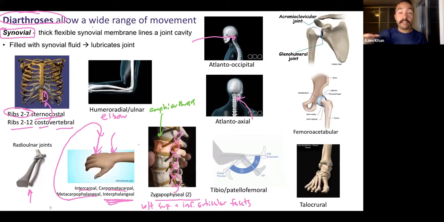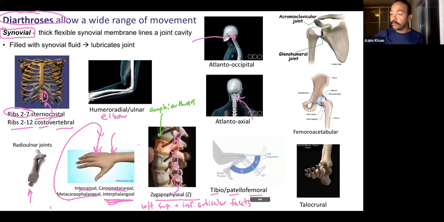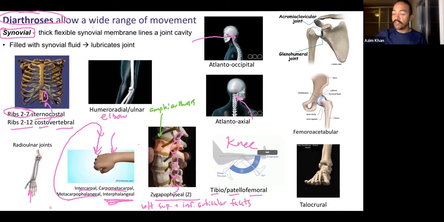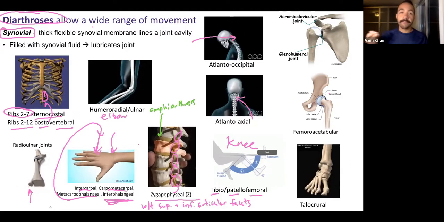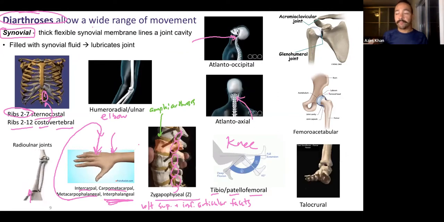Your knee is between three bones. It's between your tibia, your patella, and your femur. So this is your tibio-patellofemoral joint. You might see it listed as different things. We're going to go with this name, tibio-patellofemoral.